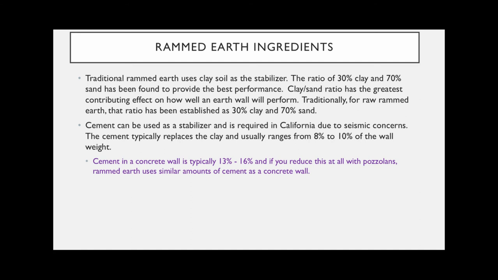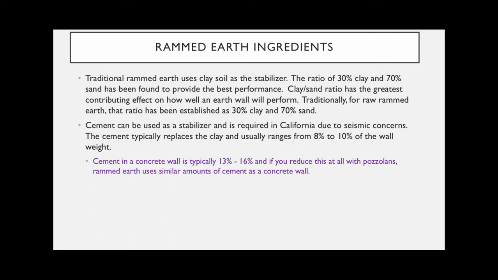And your cement typically replaces some of the clay, not all of it, but some of the clay, and when you do so, you end up with about 8 to 10% of the wall weight being cement. Now, if we reflect back on the concrete mixes that we did throughout the class, if you went back and ran the numbers, you're somewhere maybe 13 to 16% of your batch weight being cement.